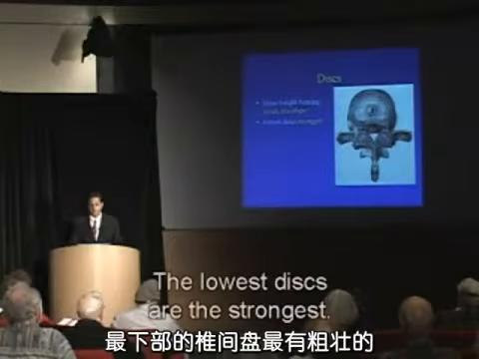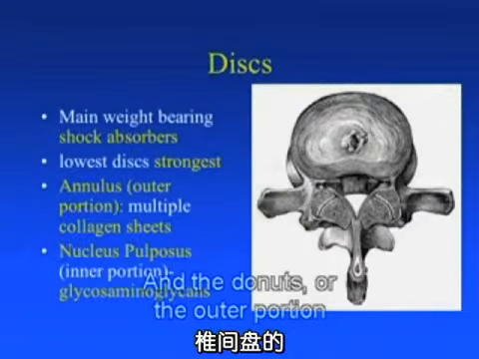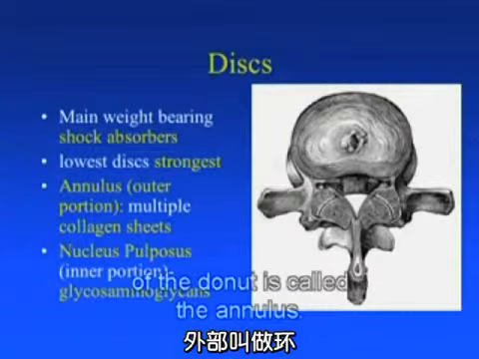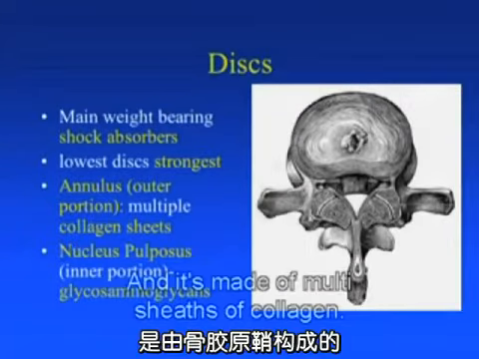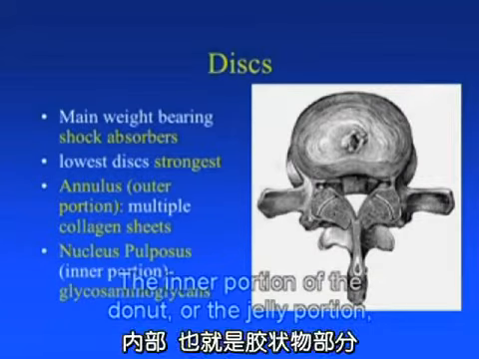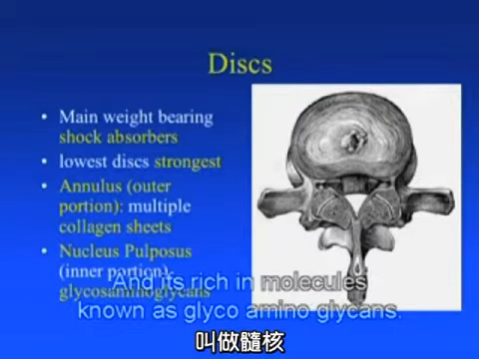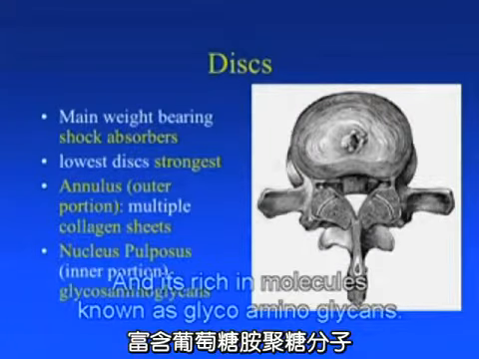The lowest discs are the strongest. And the donuts, or the outer portion of the donut, is called the annulus, and is made of multiple sheets of collagen. The inner portion of the donut, or the jelly portion, is called the nucleus pulposus, and it's rich in molecules known as glycosaminoglycans.